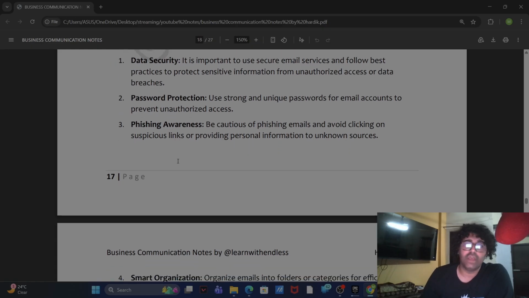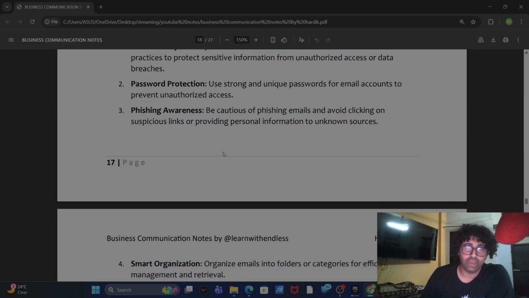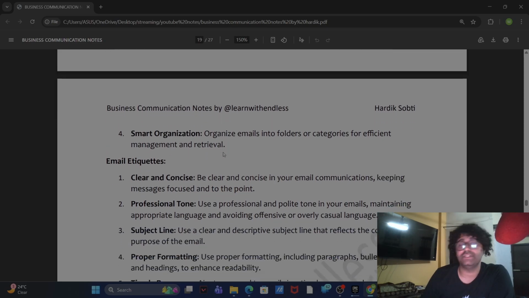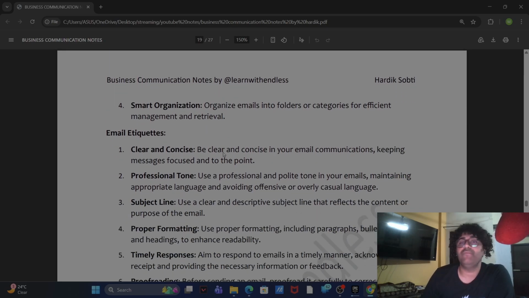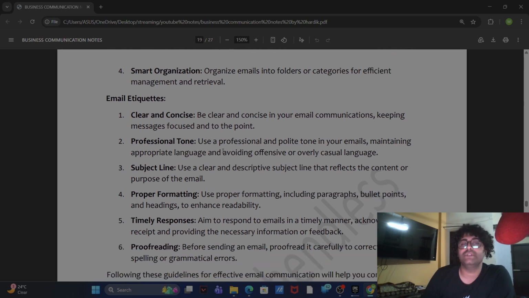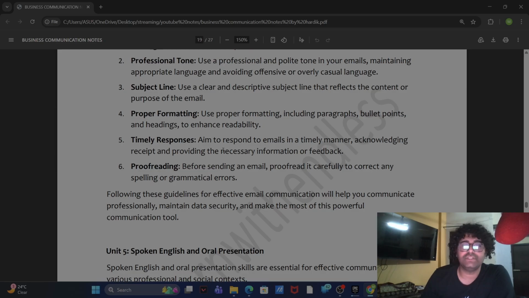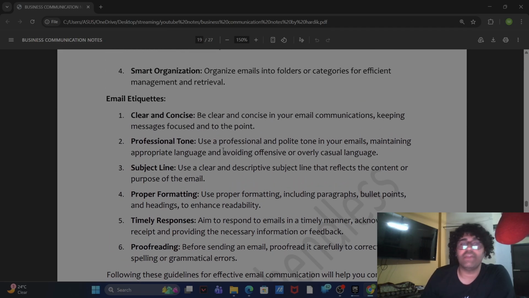Phishing awareness. Be cautious of phishing emails and avoid clicking on suspicious links or providing personal information to unknown sources. Smart organization. Organize emails into folders or categories for efficient management and retrieval. Email etiquette. Clear and concise. Professional tone. Subject line. Proper format. Timely responses. Proofreading.